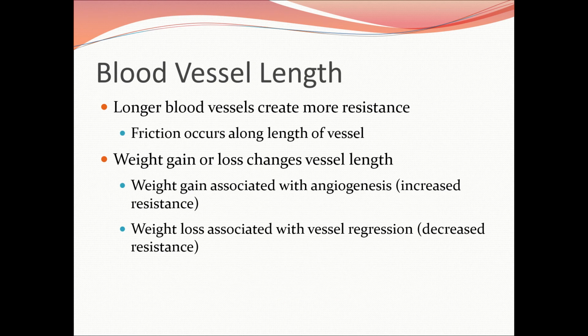Blood vessel length affects blood flow. The longer blood vessels create more resistance. Friction occurs along the length of the vessel. Weight gain or loss changes the vessel length. Weight gain is associated with angiogenesis or an increased resistance, and weight loss is associated with vessel regression or decreased resistance.